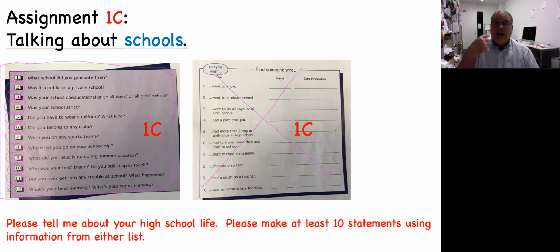Before I give you my answers, you can go question, answer, question, answer, or you can present it all at once. So I graduated from Battle Creek St. Philip. It was a private school. My school was co-ed. My school was strict. I did not have a uniform, but you had to have a shirt with a collar and dress slacks. I was not part of any clubs. I played American football and track. We don't have school trips in America. I usually worked at my part-time job.